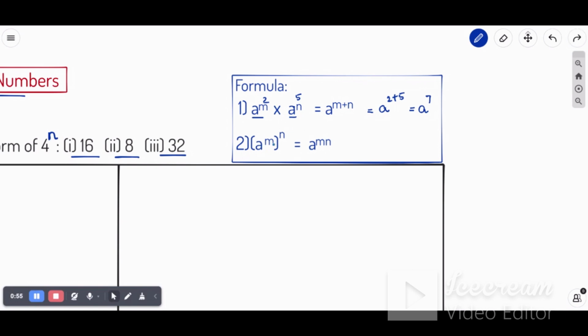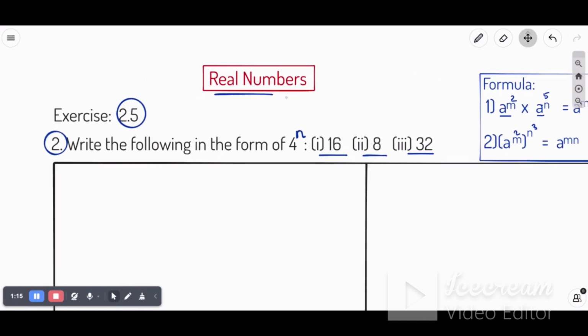The next is A power m, the whole power n, is equal to A power mn. You have to multiply your powers, which means if this is 2 and this is 3, what is your answer? Yes, your answer will be 2 times 3, which is equal to A power 6. So with this quick recap, let's move on to the question.